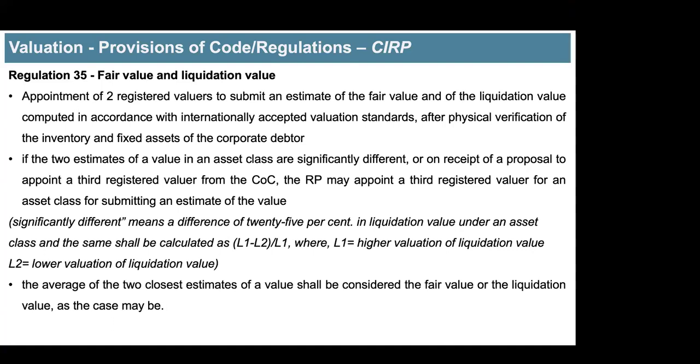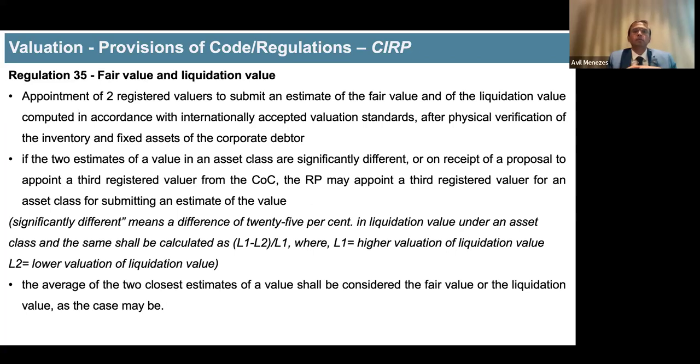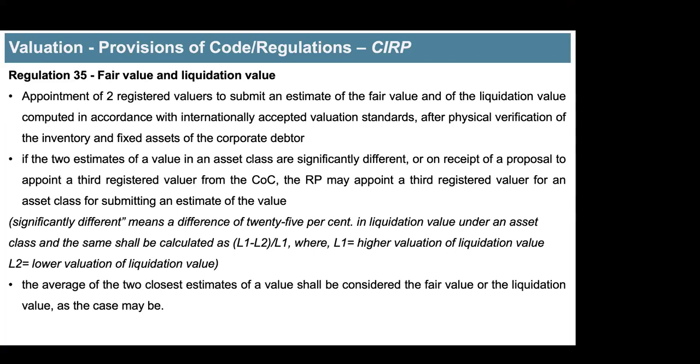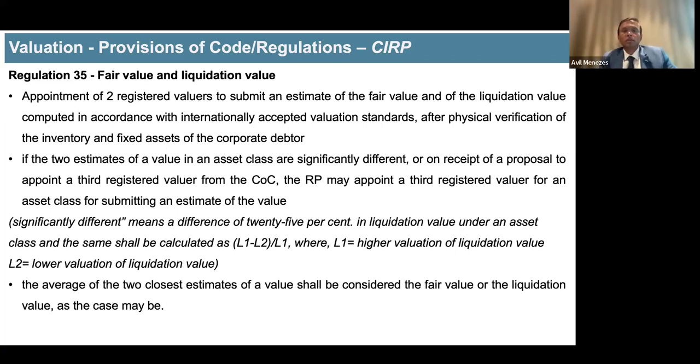Is it 10% or 20%? It's 25% between the two values. So, higher minus the lower. If the higher is 100 and the lower is 60, then 100 minus 60 is 40, and 40 divided by 100 gives you 40%. So it should not be more than 25%. If it is more than 25%, it's a significant difference.